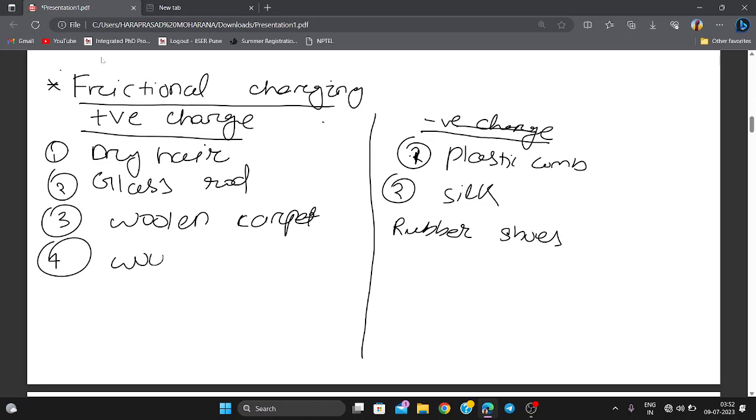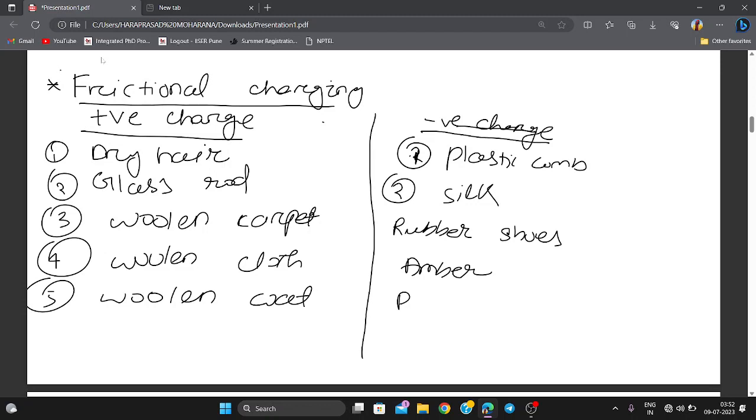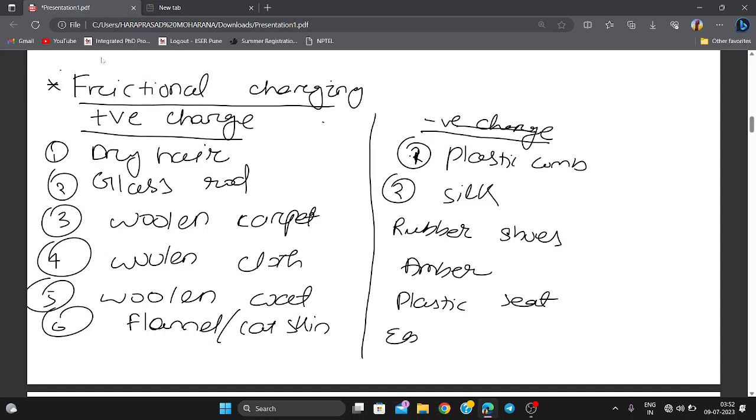Fourth, woolen cloth, amber. Five, woolen coat, plastic sheet. Six, flannel or cat skin. It becomes positive, and ebonite rod becomes negative. Okay, these are the few examples. You have to remember it.